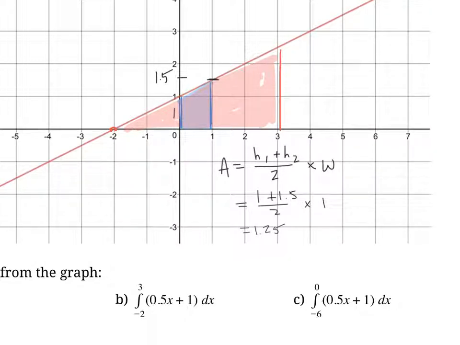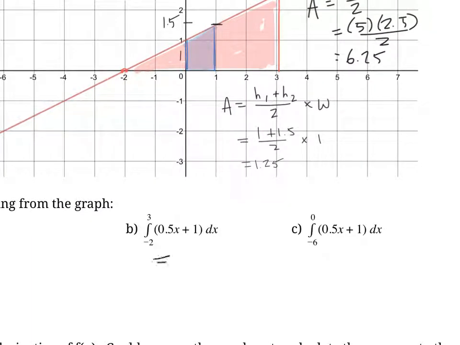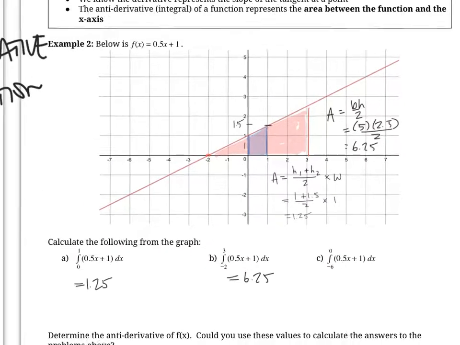So in this case, area is base times height over 2, and the base is going to be, well, it's 3 over here, 2 over there, so 5. Height looks like it's 2.5. So 5 times 2.5 divided by 2 is 6.25. Okay, so the area below that curve between -2 and 3 is 6.25 units squared.